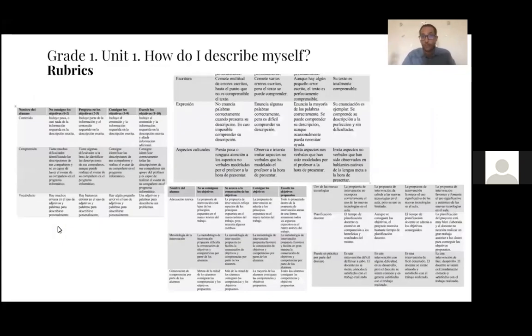So here you can see an example of the rubrics we were using. As you can see, there are many items on the rubrics, and it's because we were addressing and assessing each one of the benchmarks we were covering through the unit, and also some for the teachers of how we felt teaching this unit.